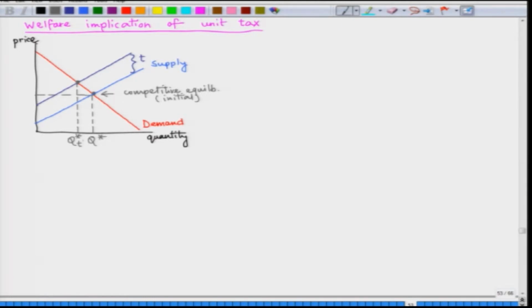T denotes the tax case. Okay. So, now we would like to geometrically analyze the welfare implication of this reduction in the market equilibrium output level. So, for that we need to give names to some of these areas, right, which are generated. Okay, so now let me name these areas.